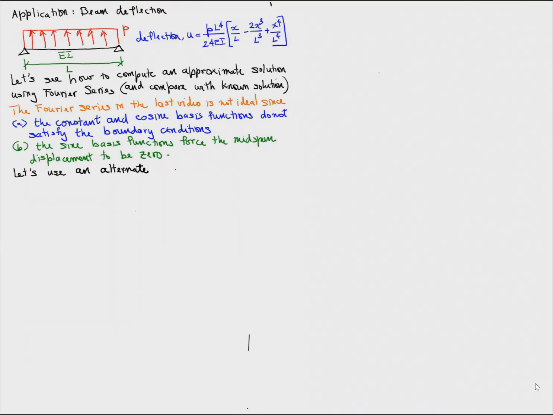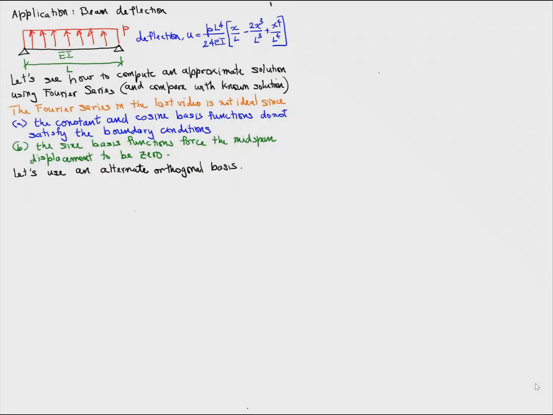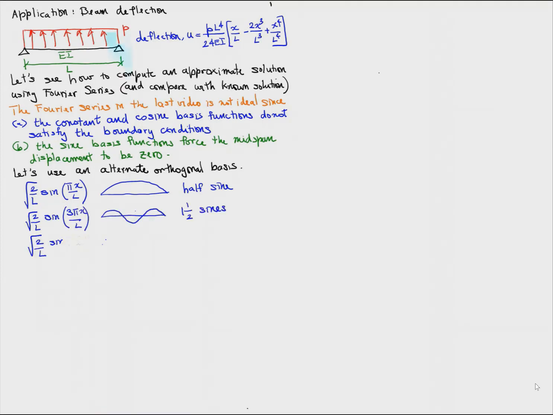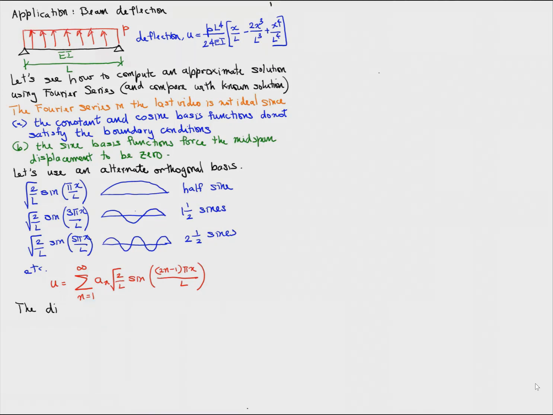We'd like to see if there are basis functions that are orthogonal again, but satisfy the boundary conditions. So we consider these other functions: sine that makes half a cycle over the length L, sine that makes 1.5 cycles over the length L, a sine that makes 2.5 cycles, 3.5 cycles, and so on, but they're all multiplied by square root of 2 over L, again, so that when dotted with themselves, they give 1.